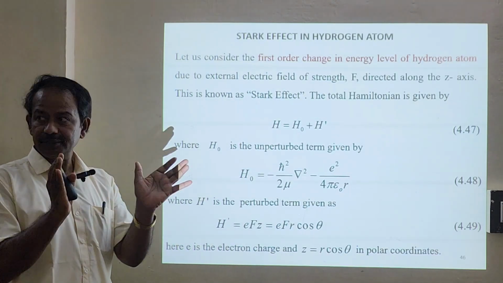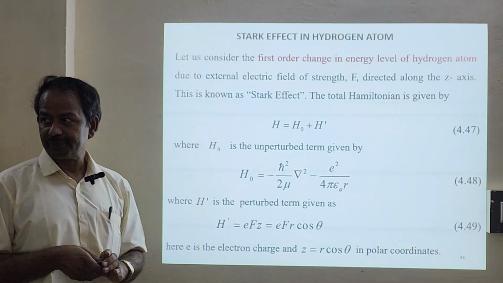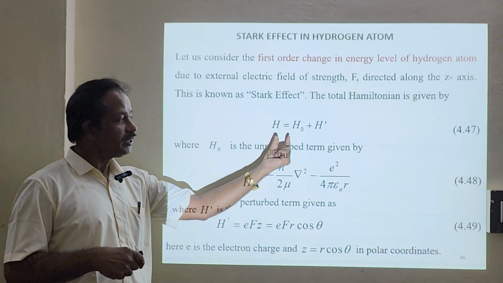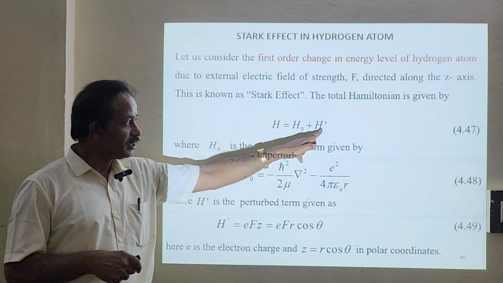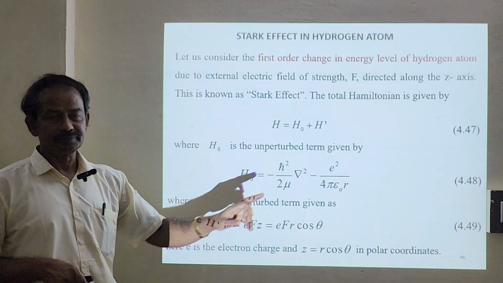So this will be split into its own components in the presence of an electric field. It's nothing but your Stark effect. So the perturbation is nothing but the electric field. Your total Hamiltonian will be the unperturbed Hamiltonian plus the perturbed Hamiltonian. This perturbed term has come because of the application of the electric field.